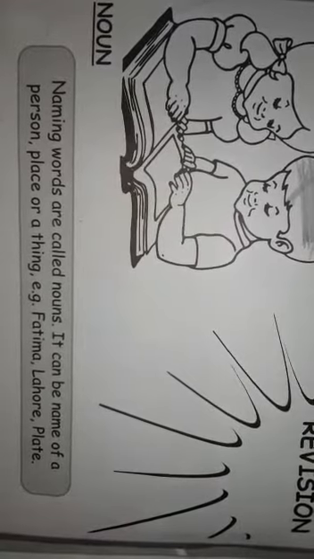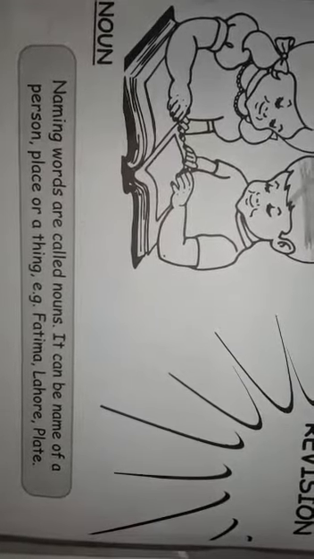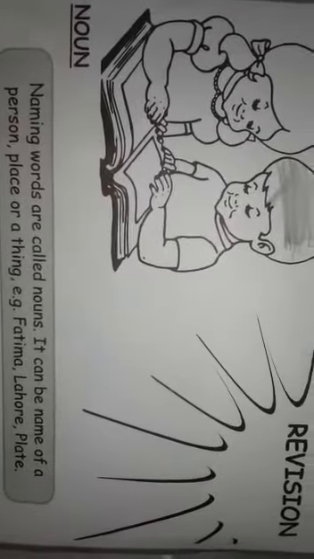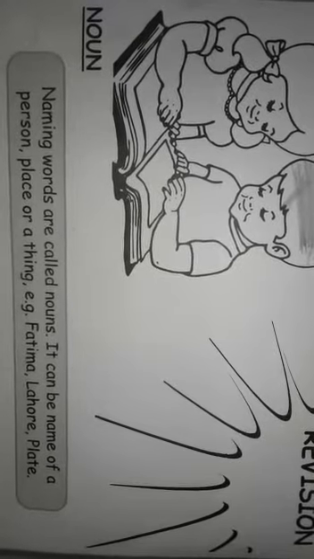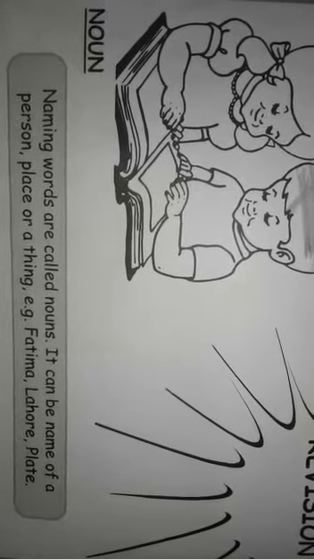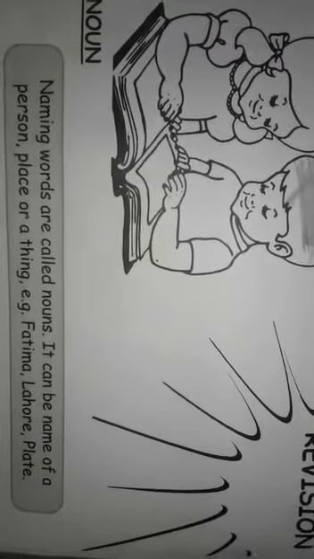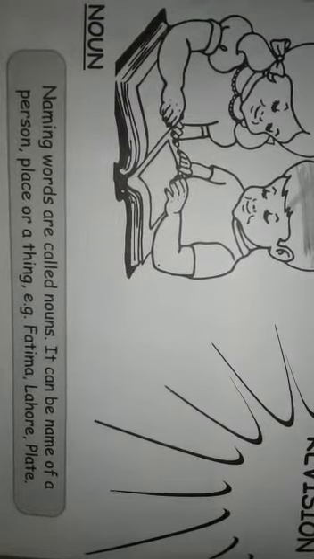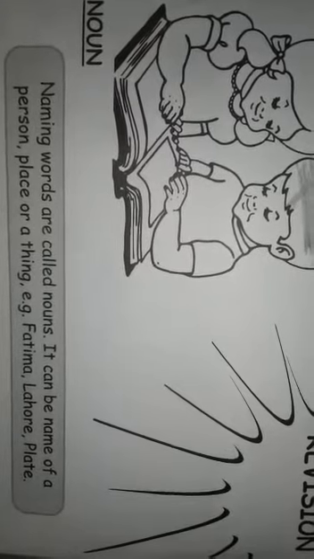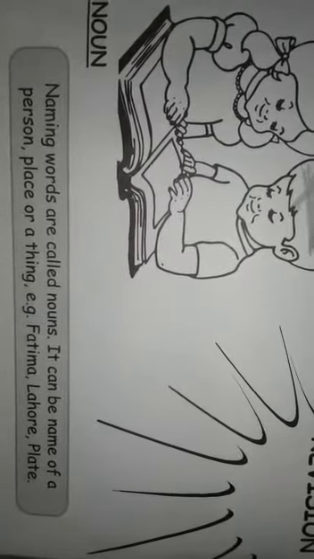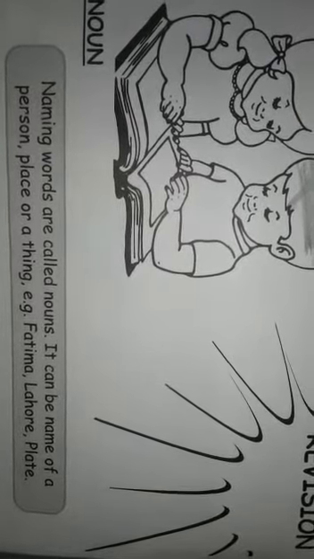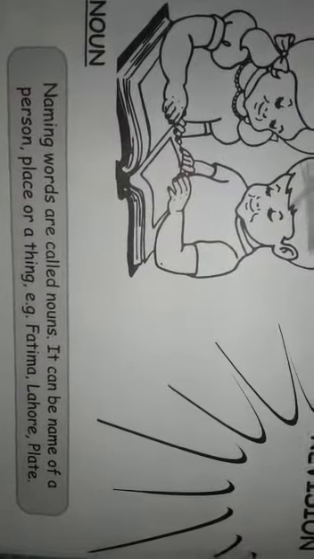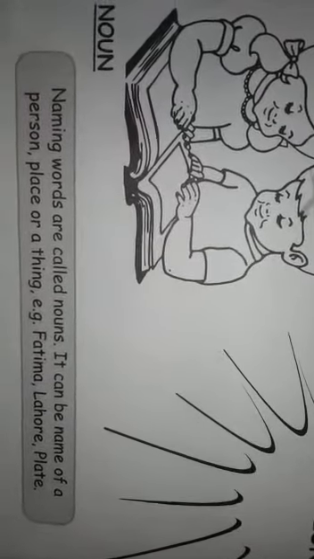Naming words are called nouns. It can be the name of a person, place or a thing, for example Fatma, Lahore and plate. So for that you have to just make up your mind and write the thing. Almost all of that has been discussed. Again, I'm going to revise this, that whenever a noun is there, it refers to any person's name, place name or thing. Like if a person name, I am taking Sarah, Ali, Ahmed, anything, this is a person name, isn't it? You can take your father's name, your mother's name, your brother, sister, your friends, your relatives, your neighbor's name. So any name is a noun.